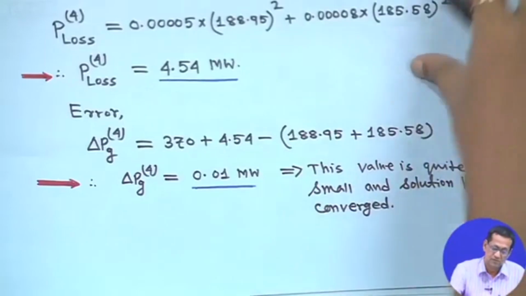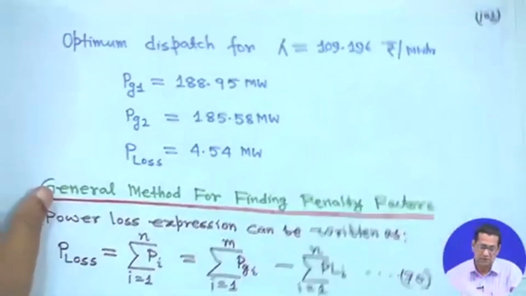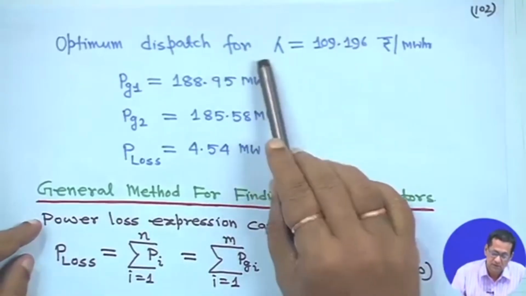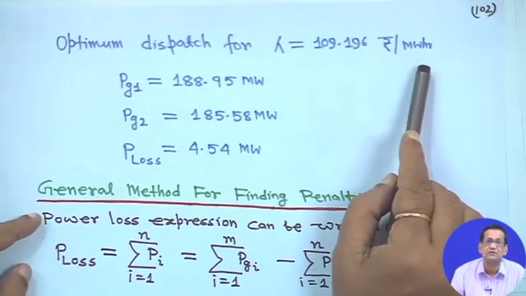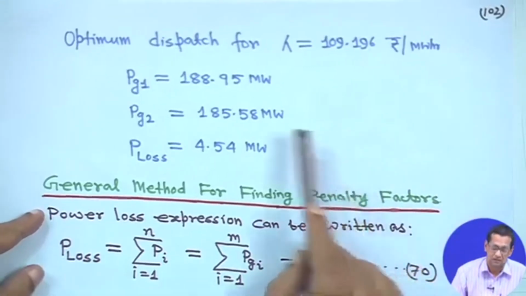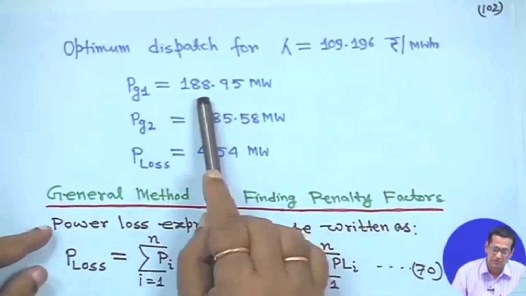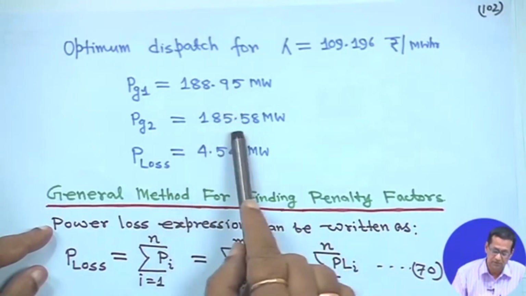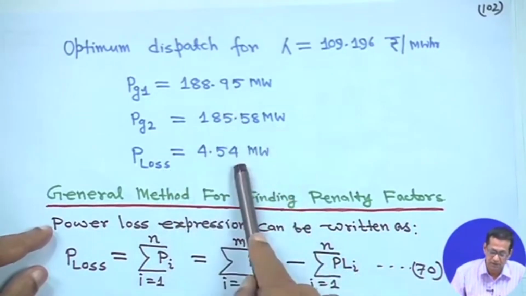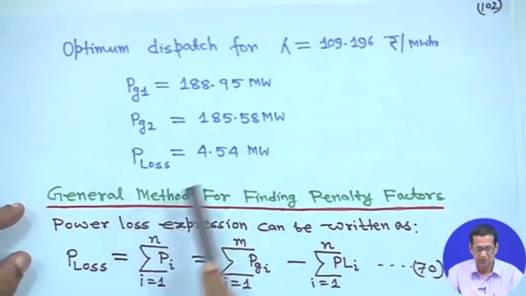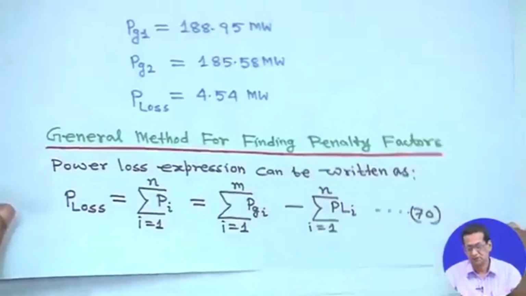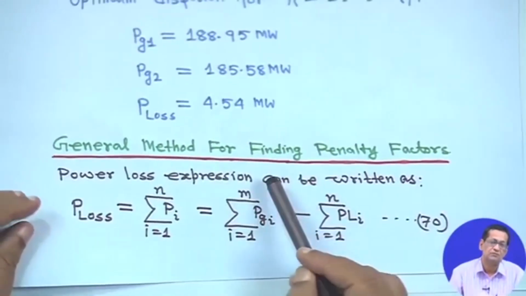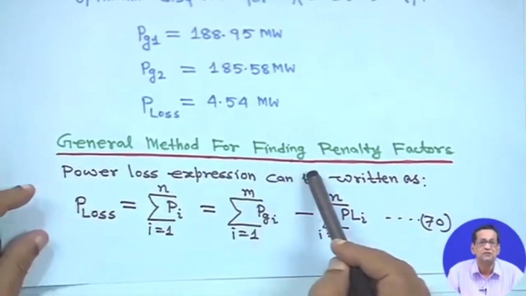So, Pg1 is 188.95, and the optimal dispatch for lambda is equal to 109.196 rupees per megawatt hour. And this Pg1 is 188.95 megawatt, Pg2 is 185.5 megawatt and P loss is 4.54 megawatt. So, this is the answer after the 4th iteration. If you want more accuracy you can go further, but there is no need; you can assume the solution has converged.